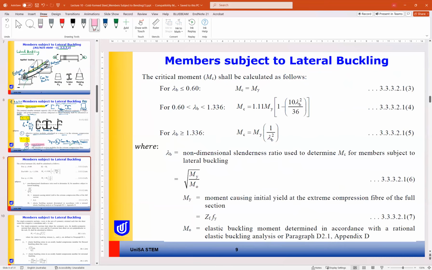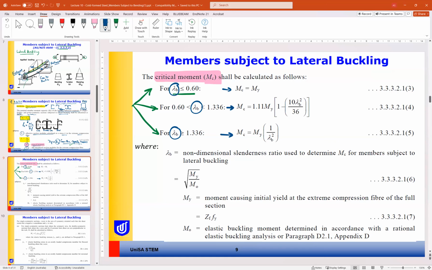Okay, so the critical moment MC will be using this clause. We have three cases based on lambda b, or the buckling factor, slenderness factor. So MC can be equal to My, or the yield moment, if lambda b is less than 0.6. So how to start this calculation? Our target firstly is lambda b. So we need to find lambda b first to decide how much is MC.